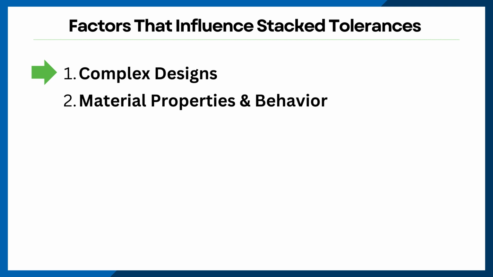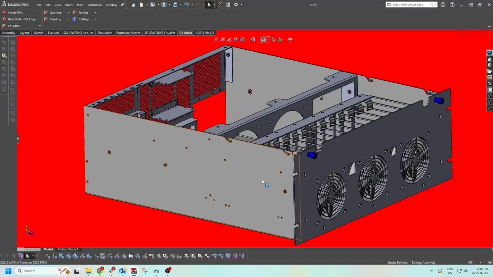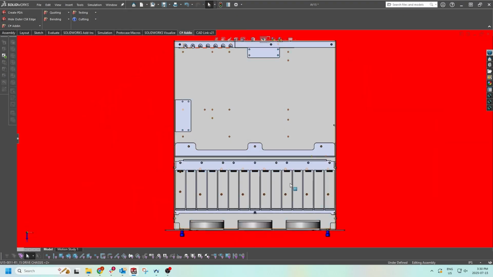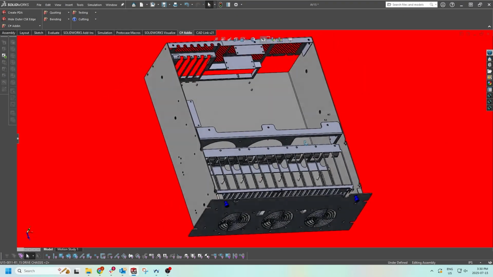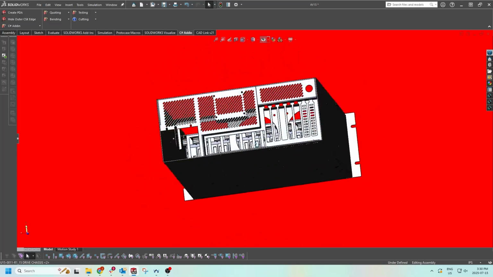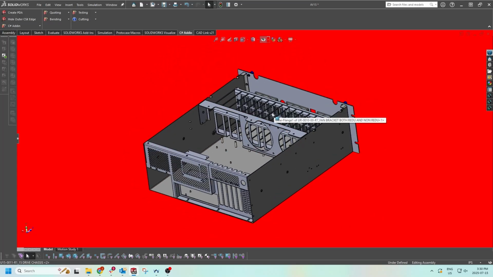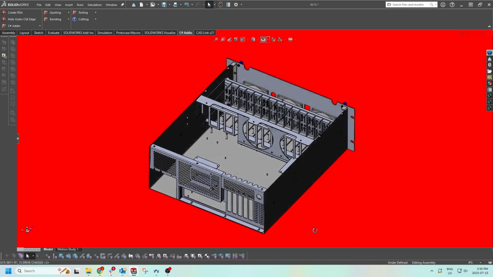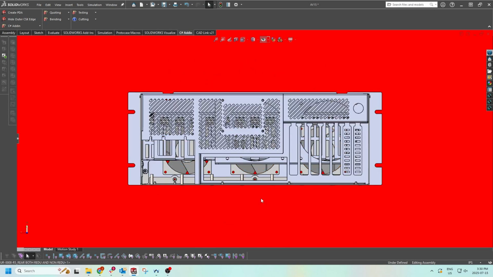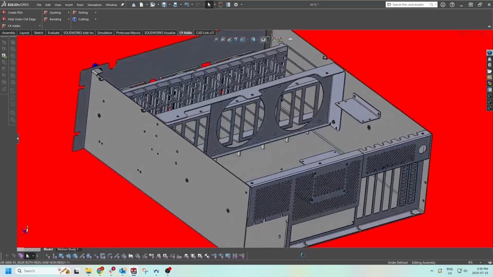Now, before getting into any design advice, it's important to understand which key factors contribute to stack tolerances in sheet metal. Complex designs. During the design phase, multiple dimensions and tolerances are specified, and when these dimensions interact, their tolerances can compound. Intricate designs with closely spaced features or geometric relationships can be more susceptible to tolerance stacking. Misalignments or deviations in one feature can cascade across the entire design, leading to an increased accumulation of errors once assembled. Material properties and behavior.